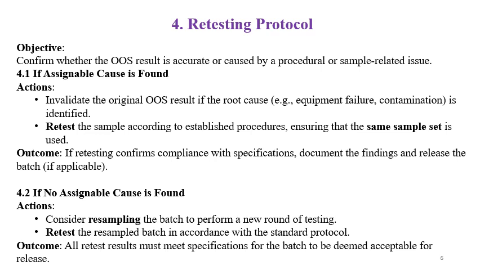And if no assignable cause is found, then actions will be like: consider resampling of the batch to perform a new round of testing, retest the resampled batch in accordance with the standard protocol, and the outcome will be all retest results must meet specification for the batch to be deemed acceptable for release. So first was retesting, second is resampling and retesting.